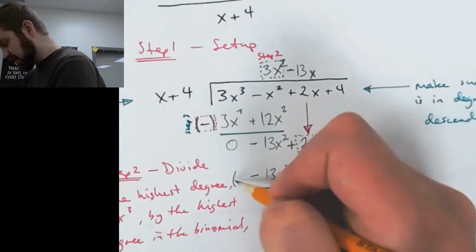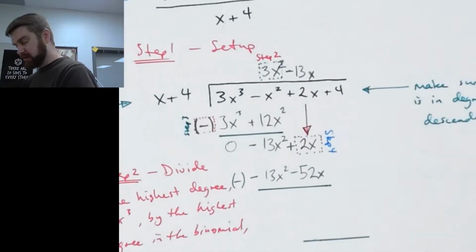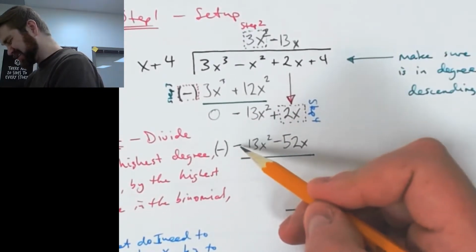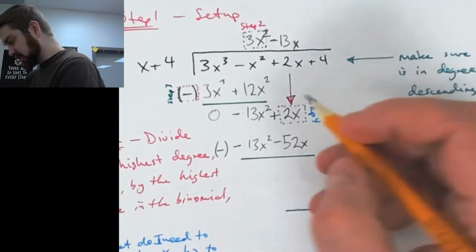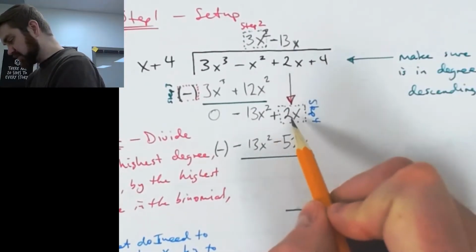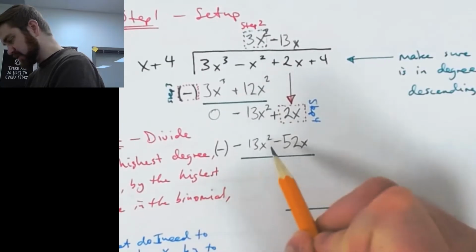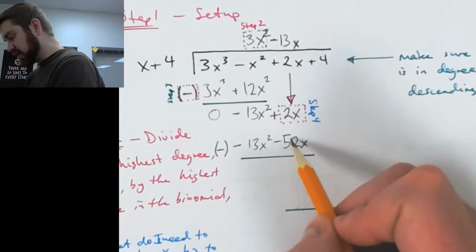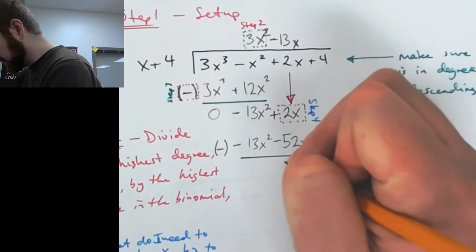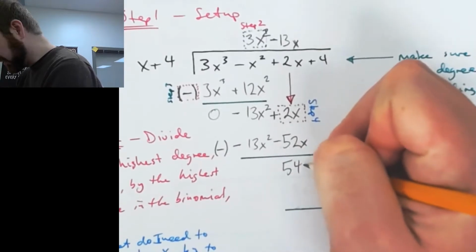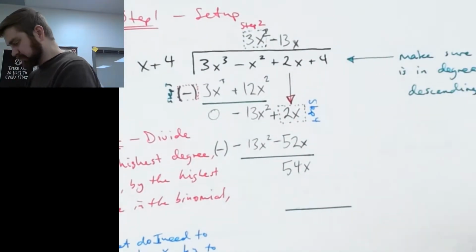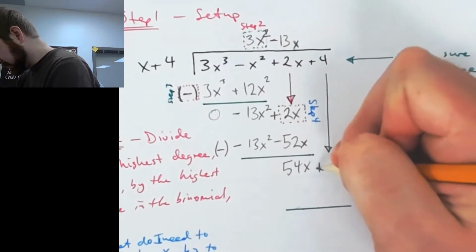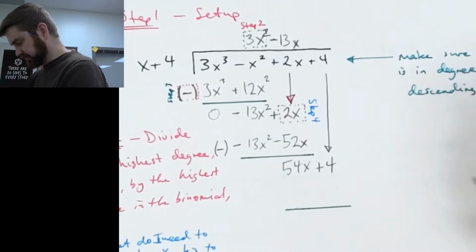Okay, and then again I'm going to subtract. So these will cancel out because this is a negative minus a negative, so this is a plus, so they'll cancel out. Over here I have positive 2x minus negative 52x, so the two negatives become a positive, so essentially it's 2 plus 52. I get 54x. All right, let's bring down the positive 4, and let's continue.